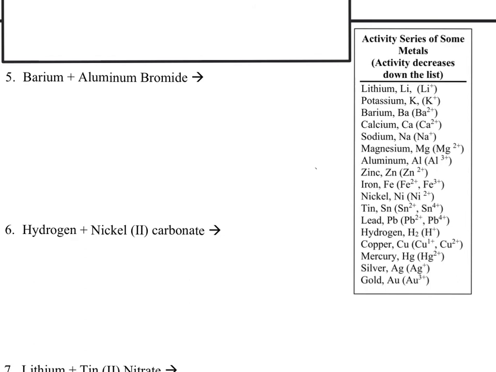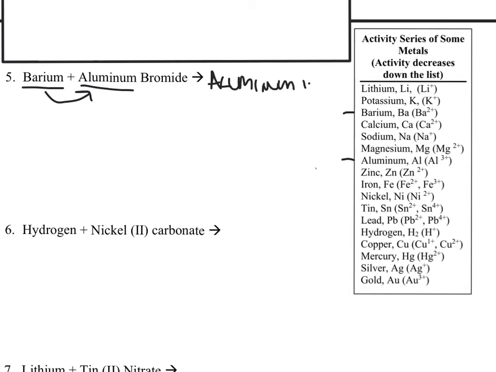For question number 5, it looks like barium is going to try and sneak in and kick aluminum bromide out. When I look at the chart, barium is higher up on the chart than aluminum, which means it's more reactive or more active. So therefore, it's stronger, so barium is going to kick out aluminum. So poor aluminum is going to be all by itself.